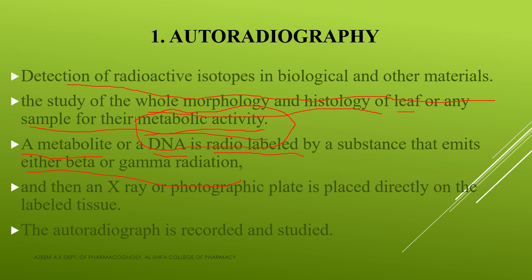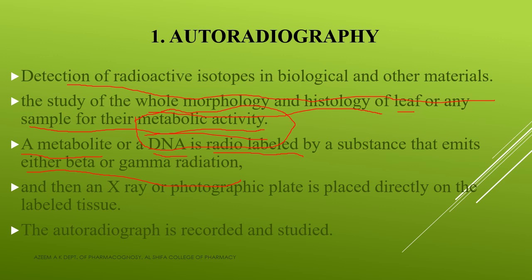So this technique is used in the detection of radioactive isotopes in biological as well as other materials. Clear? Autoradiography is normally used for studying whole morphology as well as histology of leaf or any other sample for their metabolic activity. Why are we studying metabolic activity? Because through this metabolic activity, the secondary metabolites as well as primary metabolites are produced. The secondary metabolites have medicinal importance, and that is why we are studying this metabolic activity. Clear?